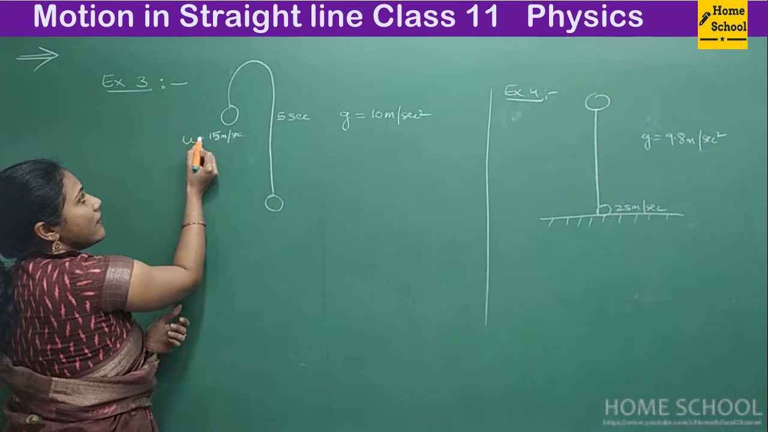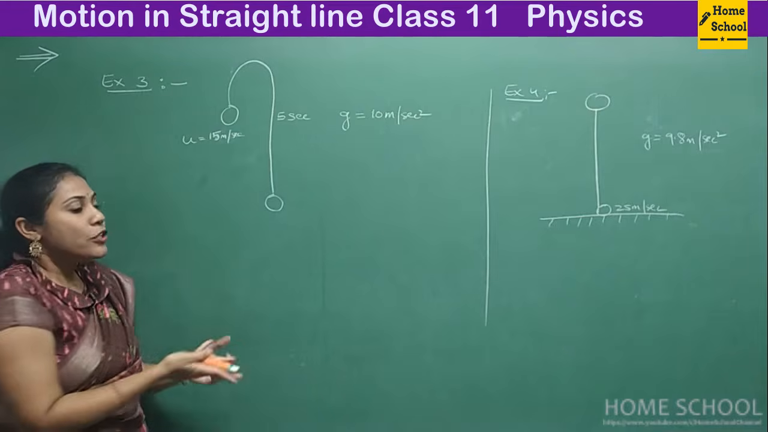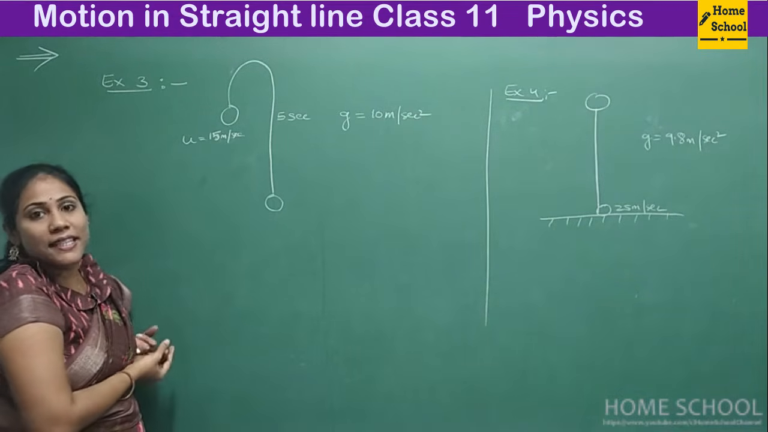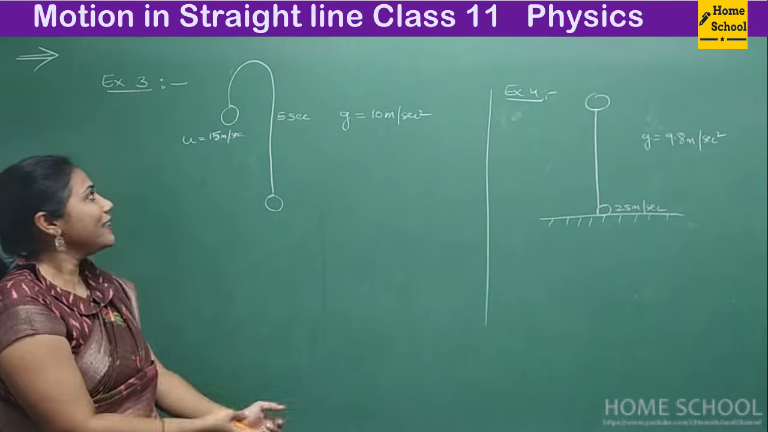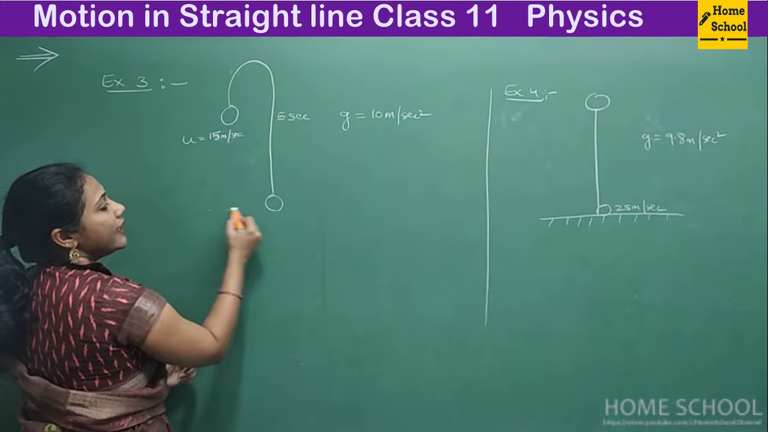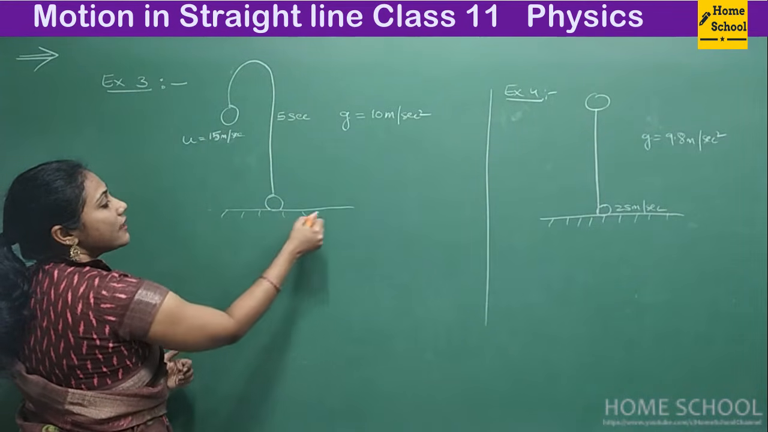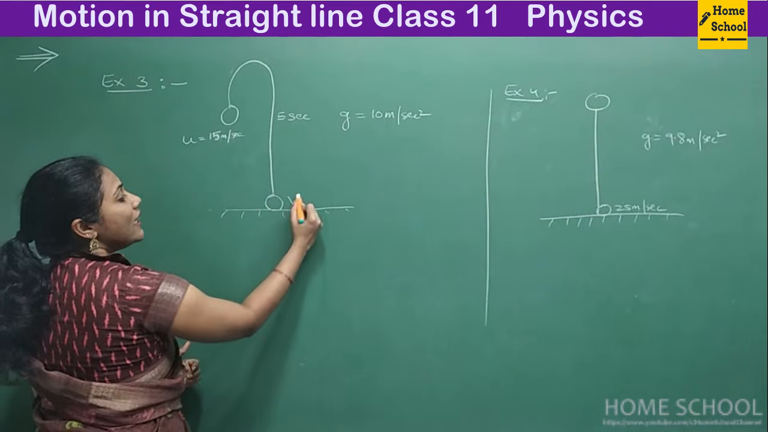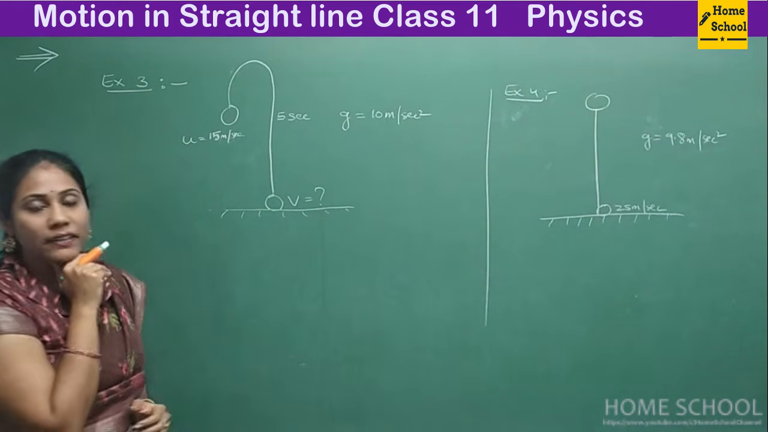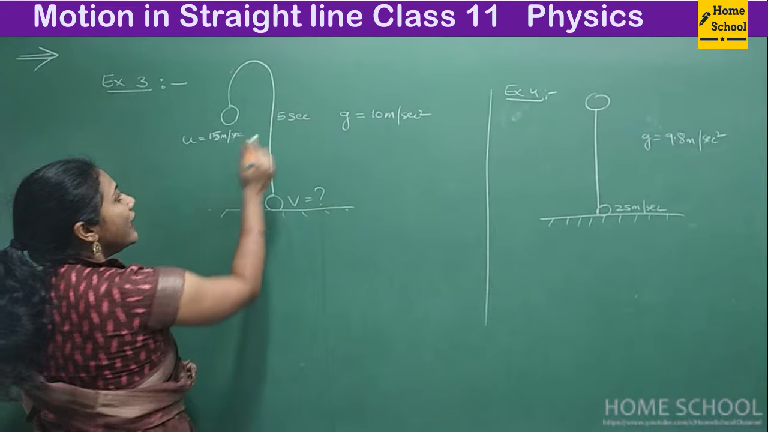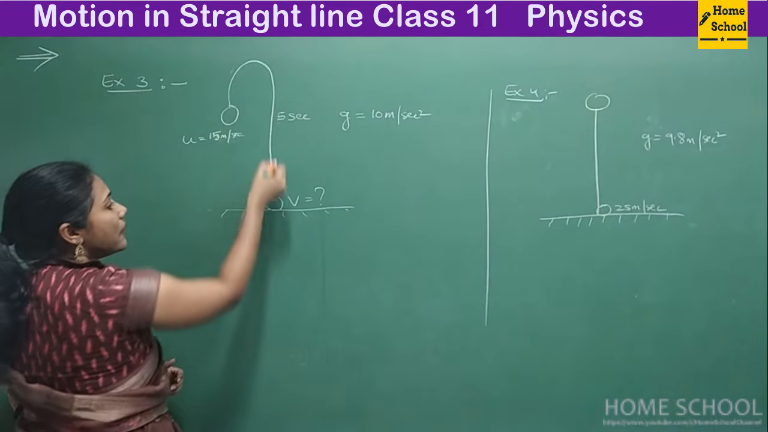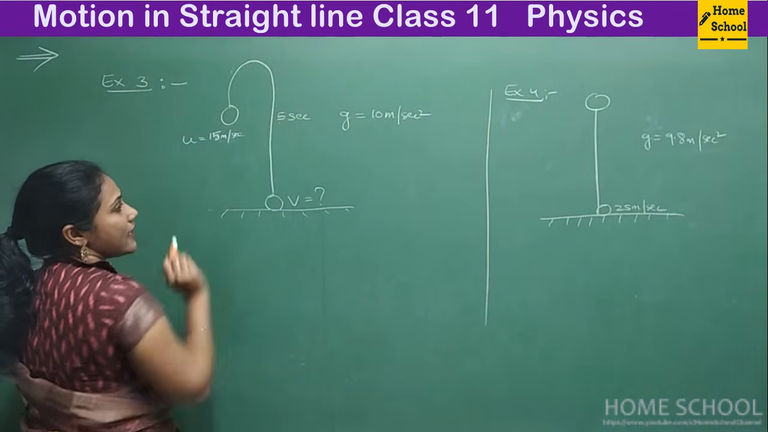This is actually initial velocity 15 meters per second. With the initial velocity of 15 meters per second, I have thrown the ball up and it has come down. It has reached the ground. What you have to calculate is the final velocity. This change occurred in 5 seconds.